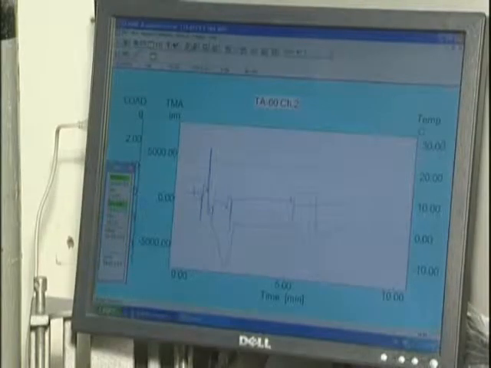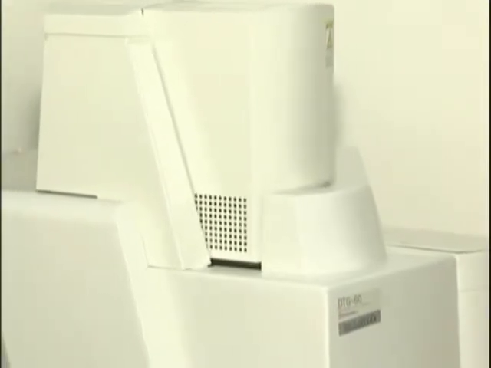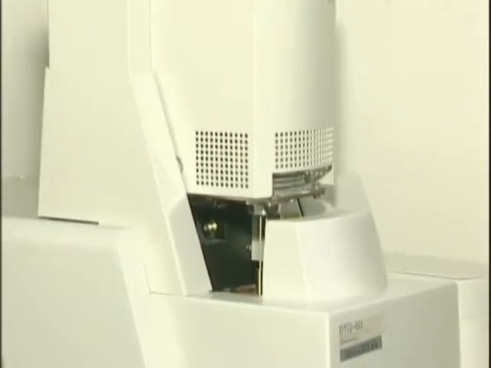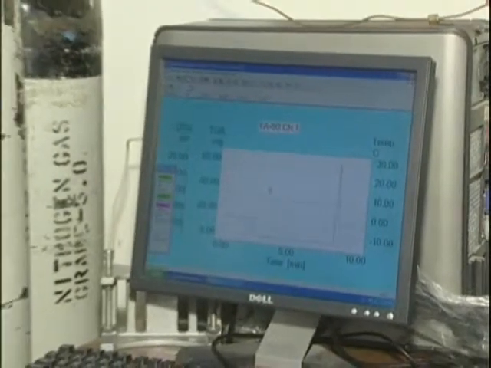The thermogravimetric analyzer measures mass changes as a function of temperature under different atmospheres like nitrogen, carbon monoxide, and hydrogen.